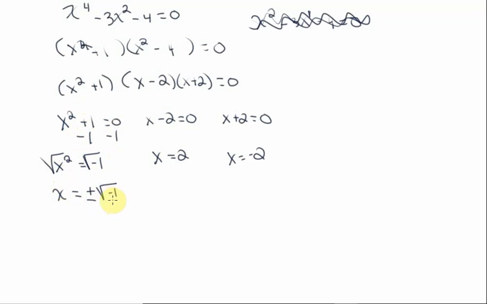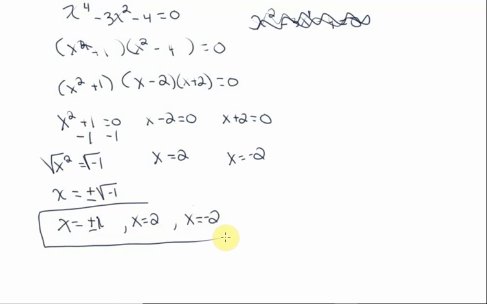Now, square root of negative 1 is not proper to leave that way, but we have some way of representing that. Isn't that just i? So x can be the complex number i or negative i. x can be the real number 2 or the real number negative 2. So how many answers do you see? That is 4, right? Positive i, negative i, positive 2, negative 2.